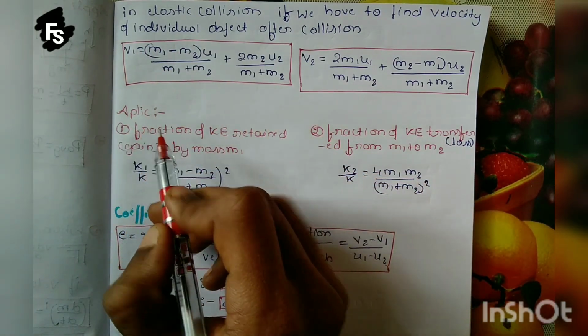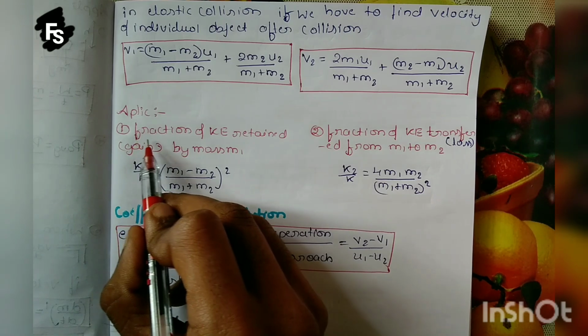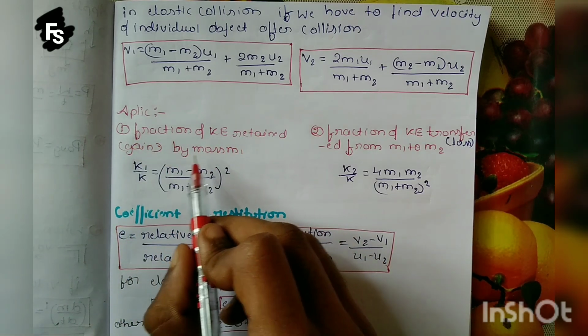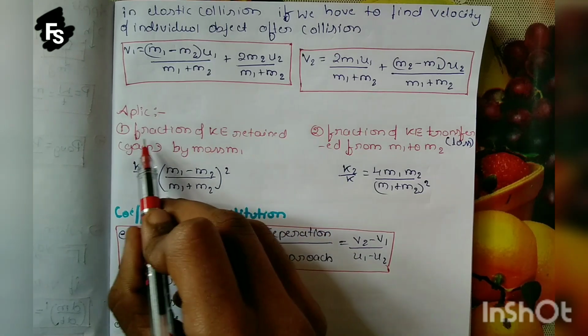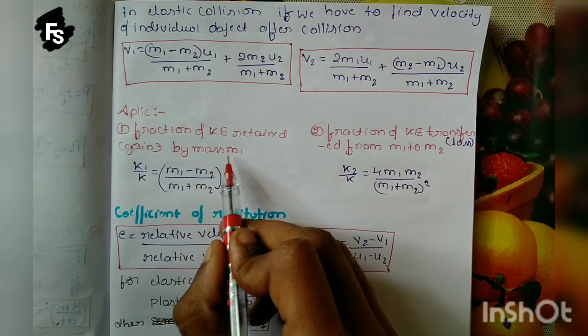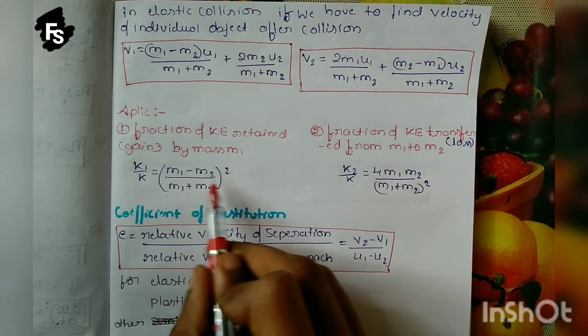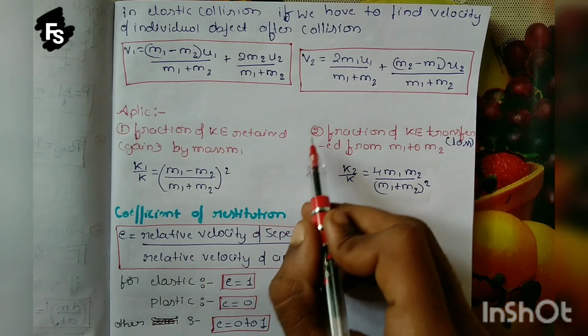Then we move on to applications of this collision. First, the fraction of kinetic energy lost or gained by mass m. If they ask a question about the fraction of kinetic energy transferred by the mass m, then we have to use this formula. K1 by K is equal to (m1 minus m2) by (m1 plus m2), whole square.